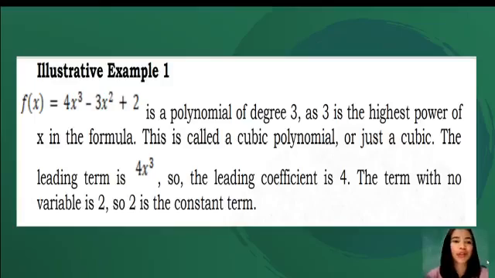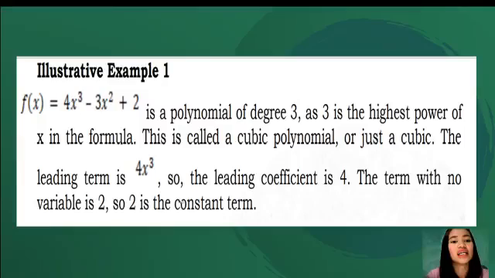Okay, so based on your self-learning module, we're going to get illustrative example 1. Given f of x equals 4x cubed minus 3x squared plus 2. This is a polynomial of degree 3. With 3 as the highest exponent, or highest power of x, in the formula, this is said to be a cubic polynomial, or just cubic. So the leading term is 4x cubed, the leading coefficient is 4, and the term with no variable is 2. So 2 is a constant term.